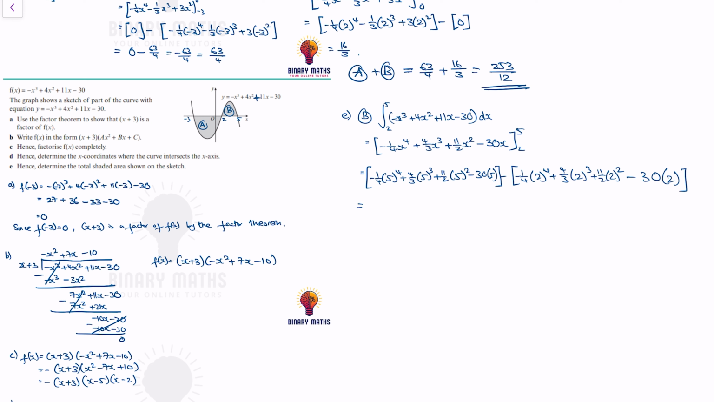When we put the first square bracket into the calculator, we get minus 25 over 12. So that's the first square bracket. Subtracted from the second square bracket, when you put the second square bracket in our calculator, we get minus 94 over 3. When we put this all into a calculator, we get 117 over 4. That's not a final answer, so that's just B.